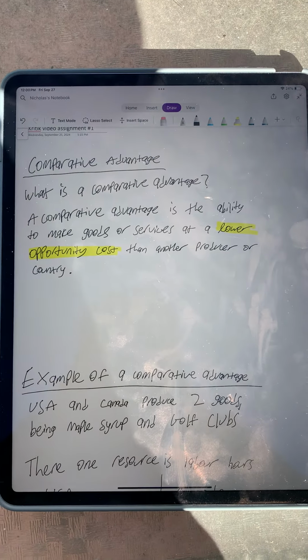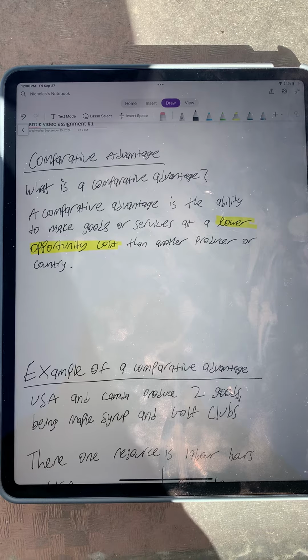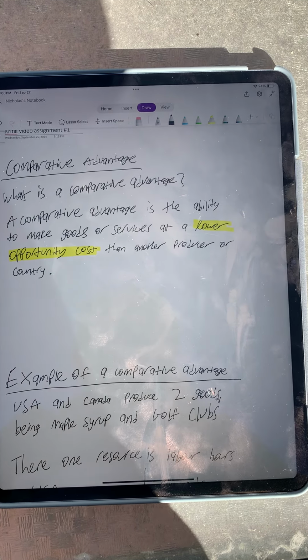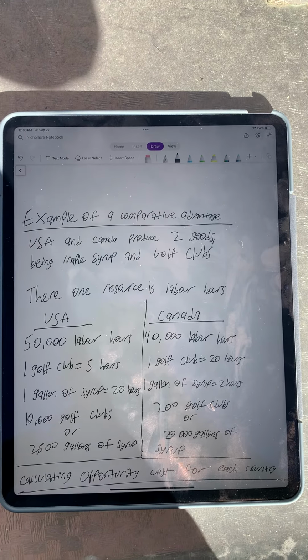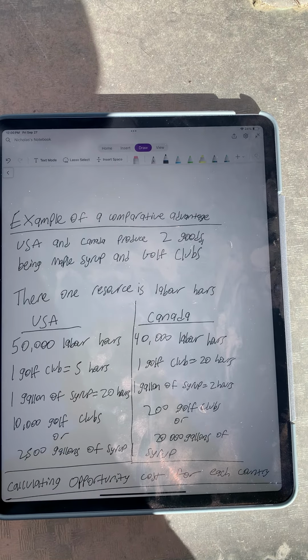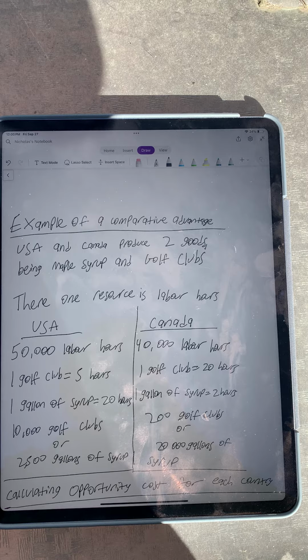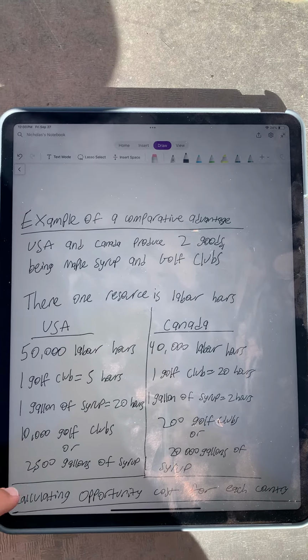Today I'll be discussing Topic A, Comparative Advantage. A comparative advantage is the ability to make goods or services at a lower opportunity cost than another producer or country. An example of a comparative advantage is the US and Canada producing two goods, being maple syrup and golf clubs. Their one resource is labor hours.